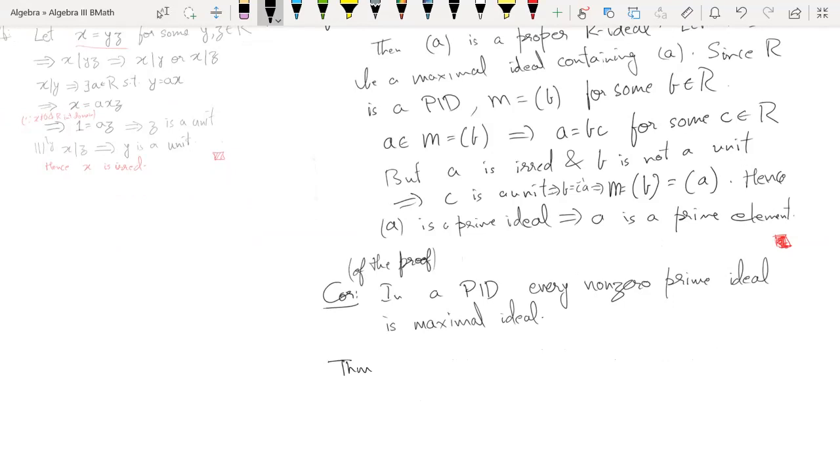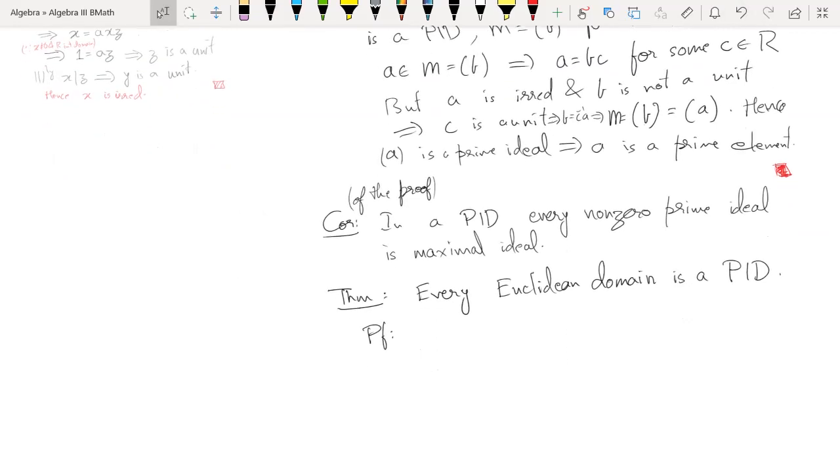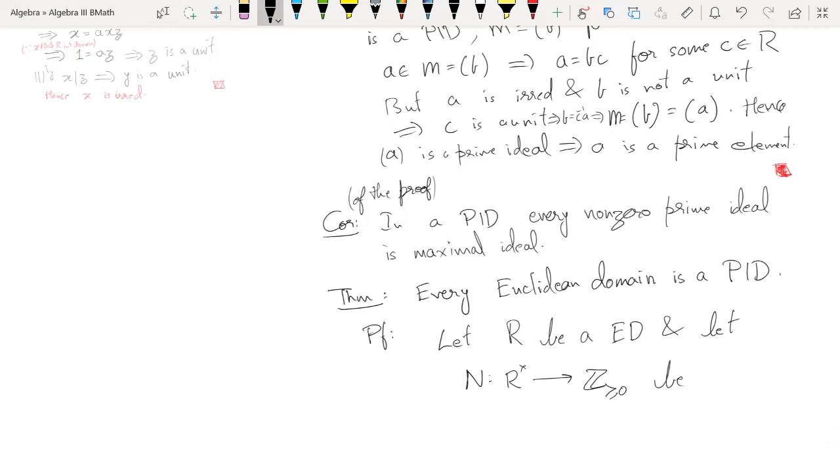The theorem I was talking about was this. Every Euclidean domain is a principal ideal domain. Okay, so the proof is just using the division algorithm, or using the norm. So let R be a Euclidean domain, and since R is a Euclidean domain, it has this Euclidean norm. It may have many, but we just fix one. So let n from R cross to Z greater equal zero be a Euclidean norm.